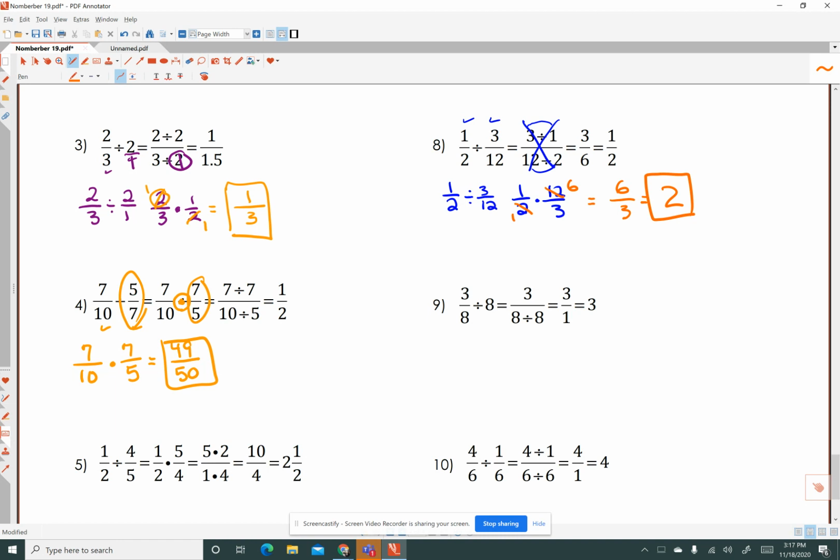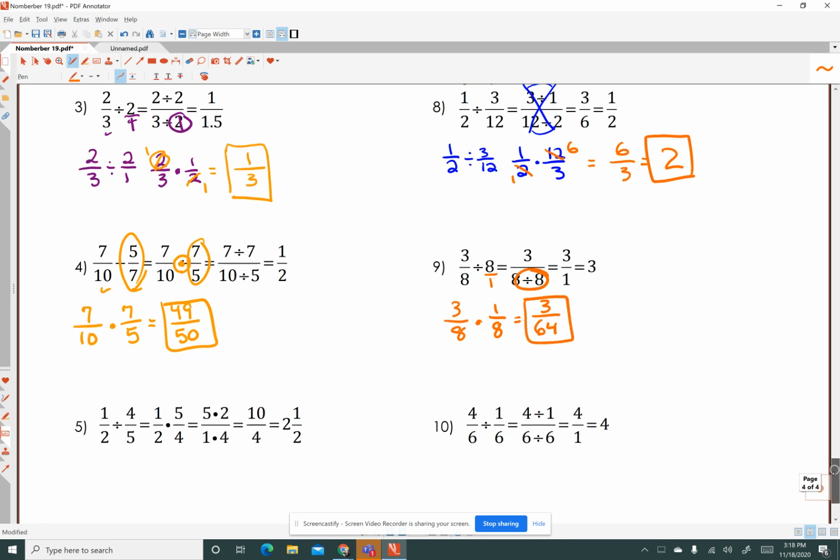Number 9. I think I see the problem already. This should be 3/8 divided by 8 over 1. And when we rewrite it, it should be 3/8 times 1 over 8. They did not flip and multiply. So multiplying straight across, 3 times 1 is 3, 8 times 8 is 64, and that is a final answer.